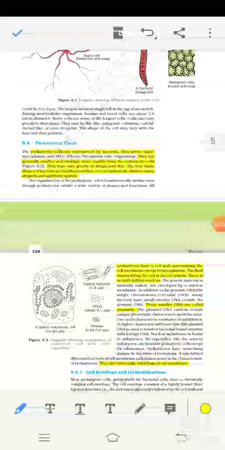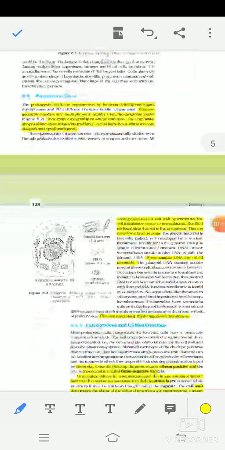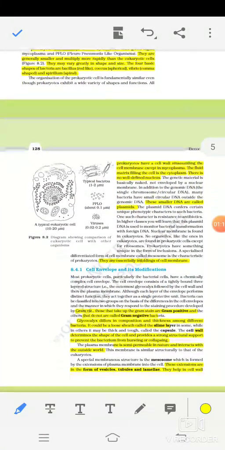Now let us see what prokaryotic cells are. The prokaryotic cells are represented by bacteria and blue-green algae. They are generally smaller and multiply more rapidly than eukaryotic cells. They vary in shape, and the four basic shapes of bacteria are bacillus (rod-like), coccus (spherical), vibrio (comma-shaped), and spirillum (spiral). Prokaryotic cells have a cell wall surrounding the cell membrane except in mycoplasma.